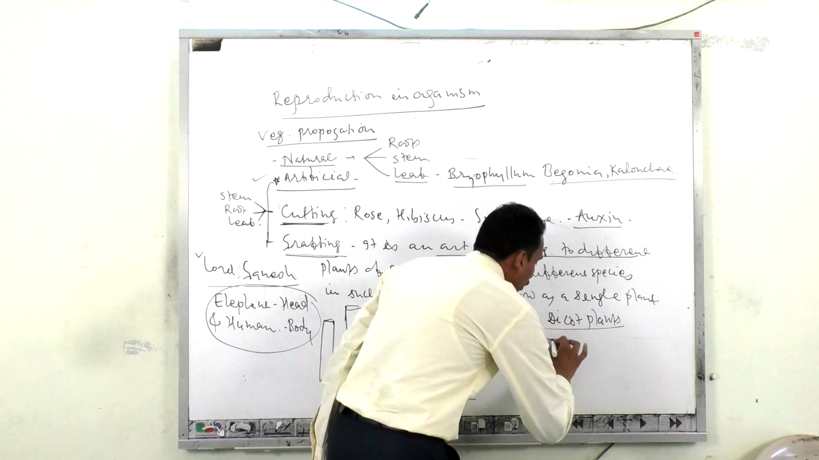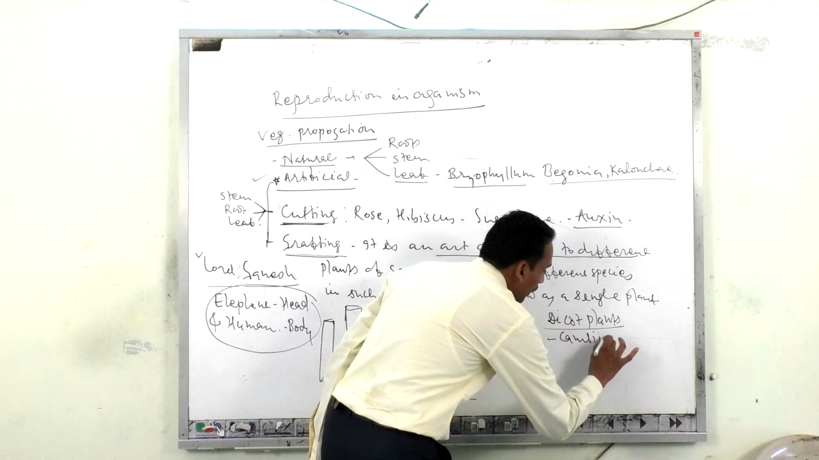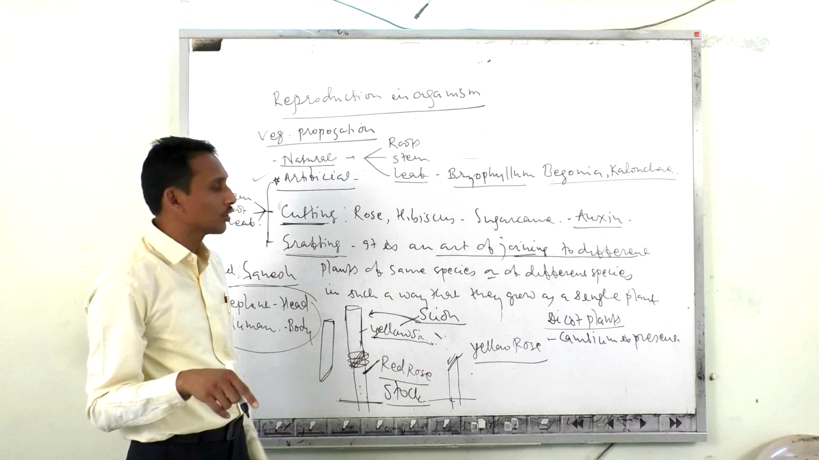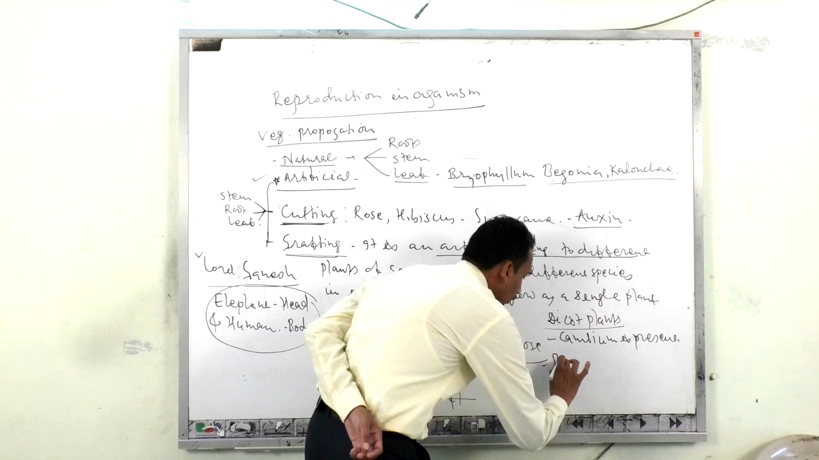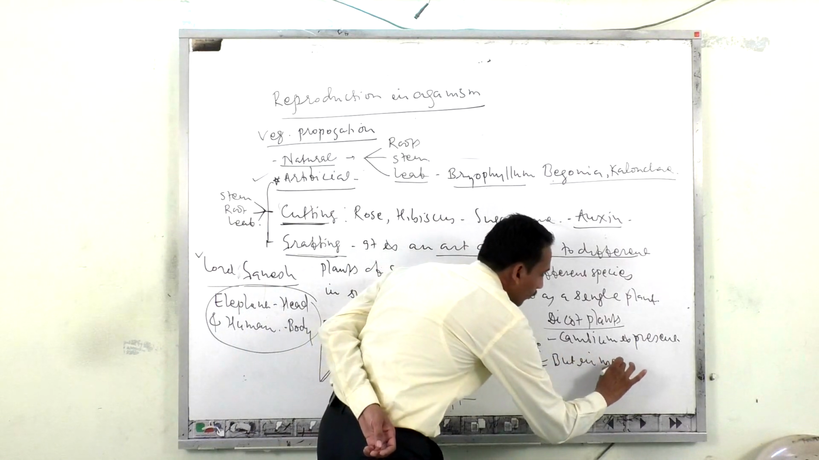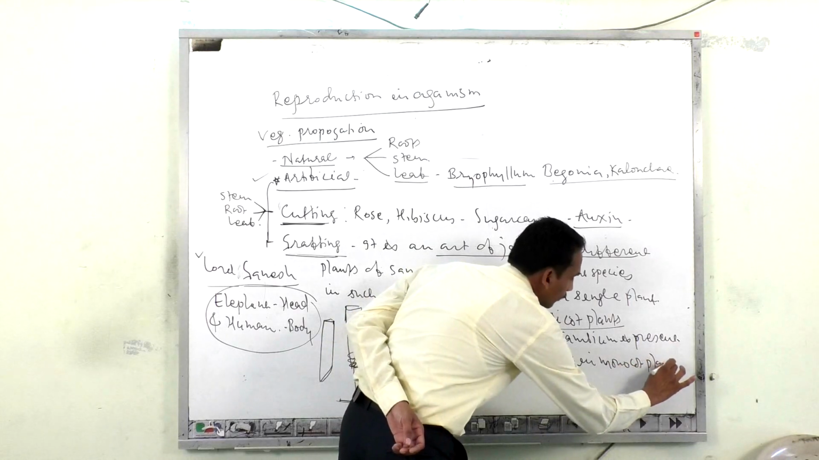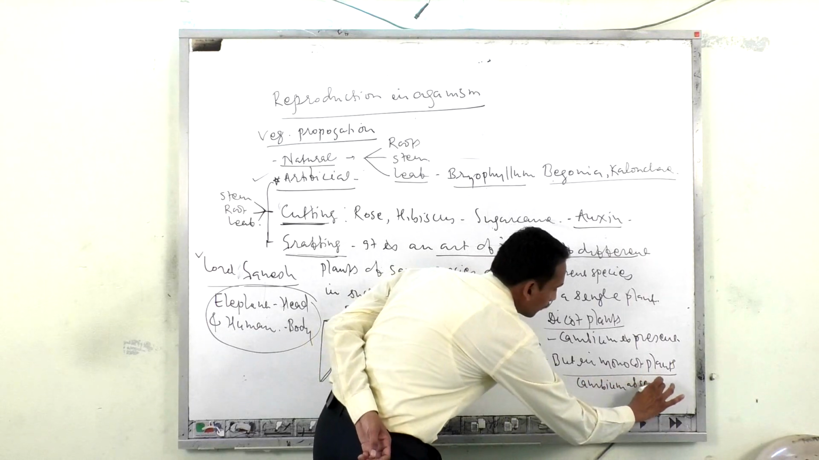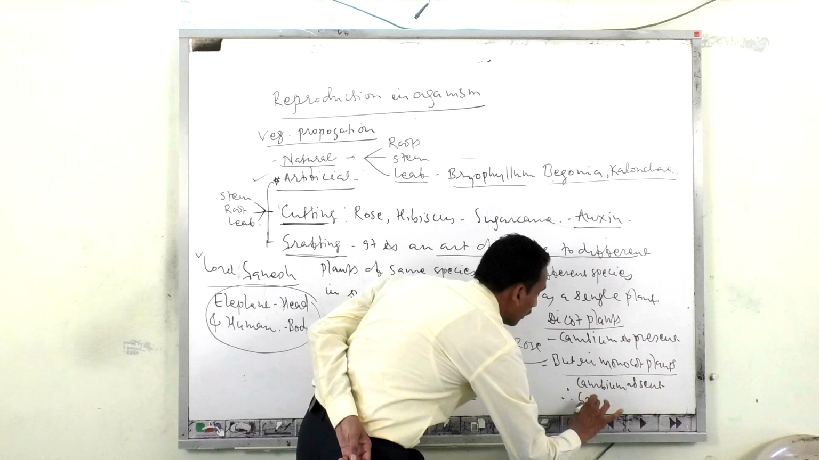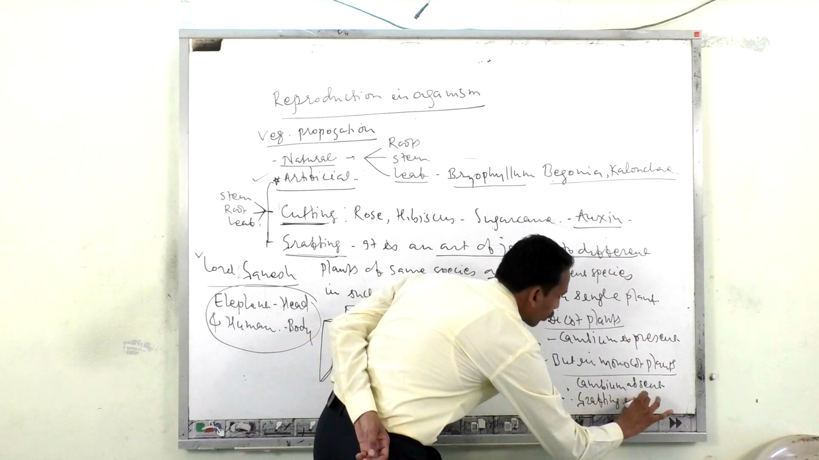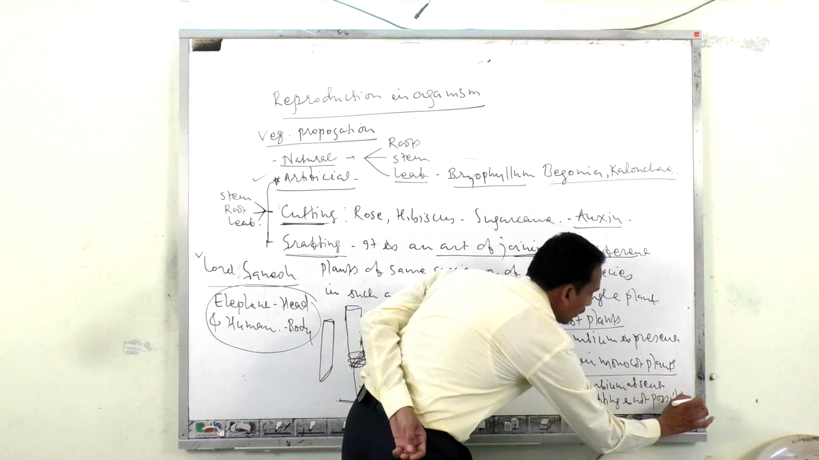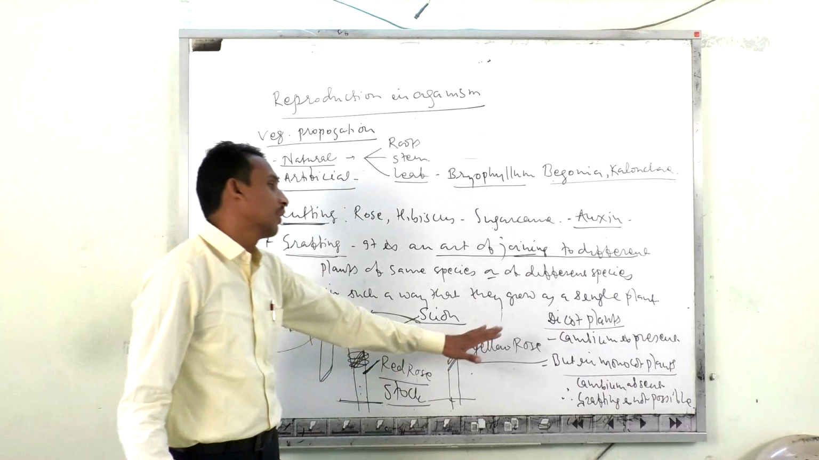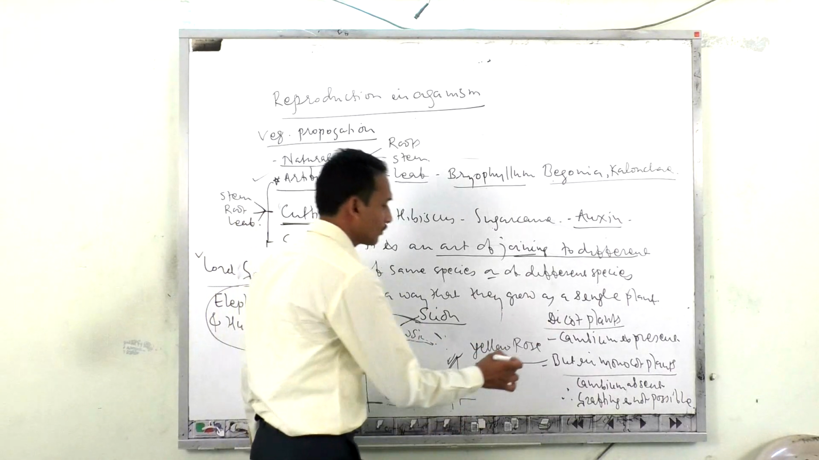Cambium, you see that. In dicot plants, cambium is present. Therefore, this technique is used in dicot plants. But in monocot plants, cambium is absent. Therefore, grafting is not possible or not practiced in monocot plants. This technique is only applicable to dicot plants because they produce cambium.